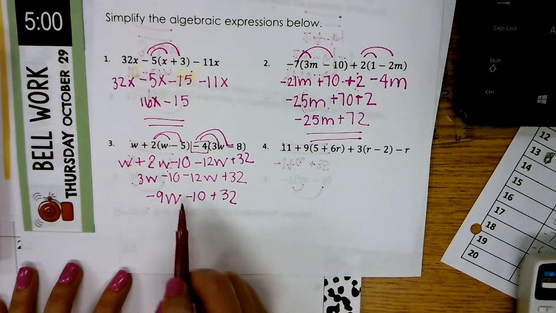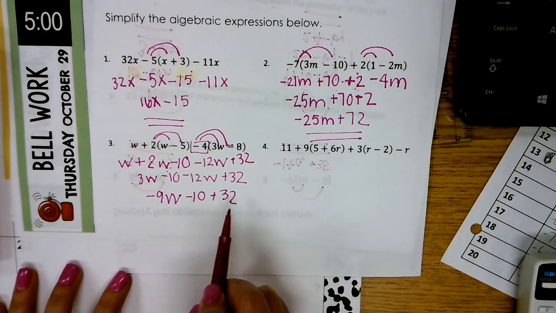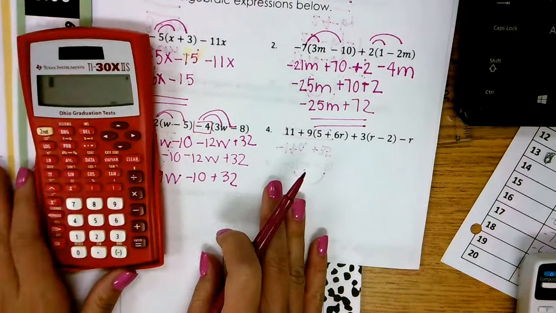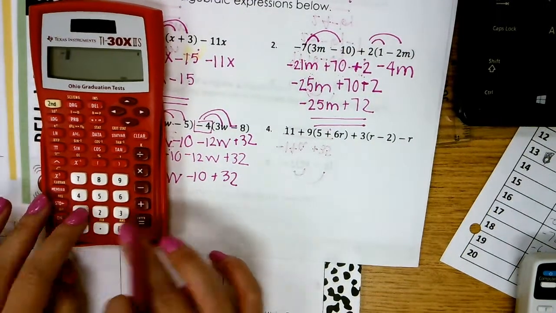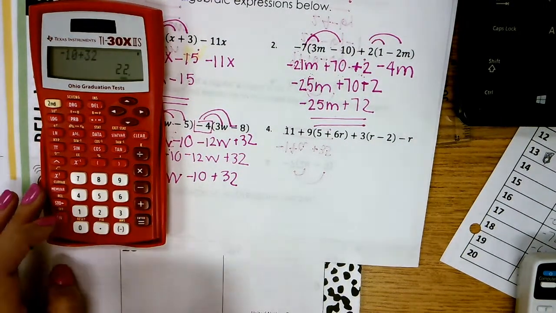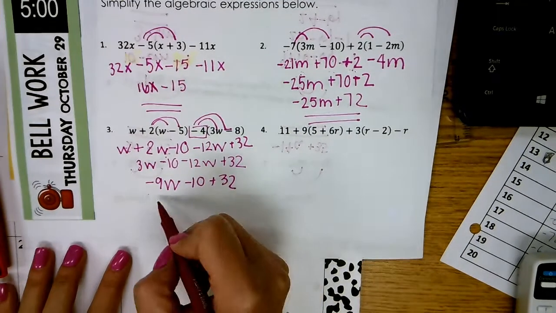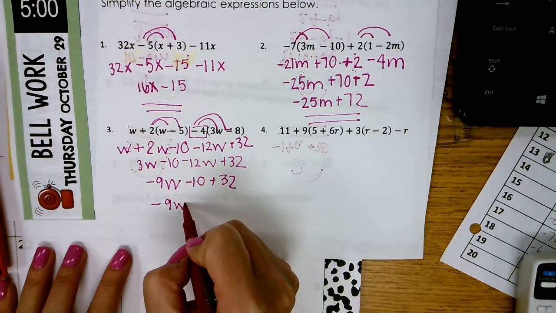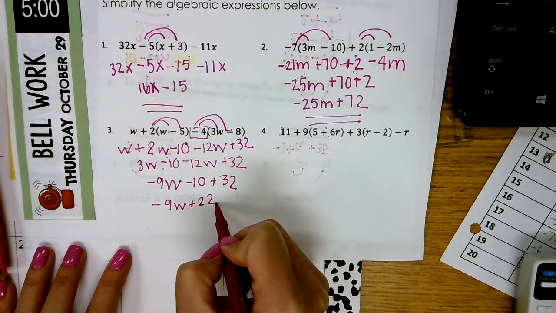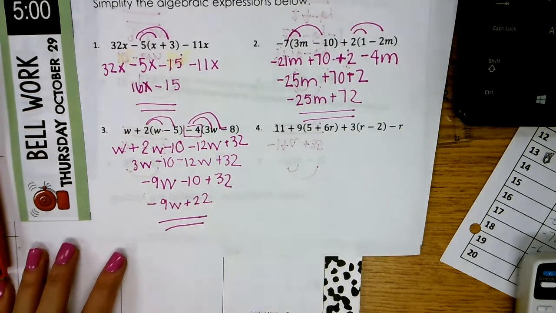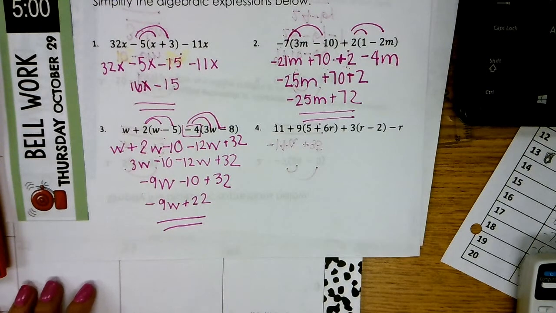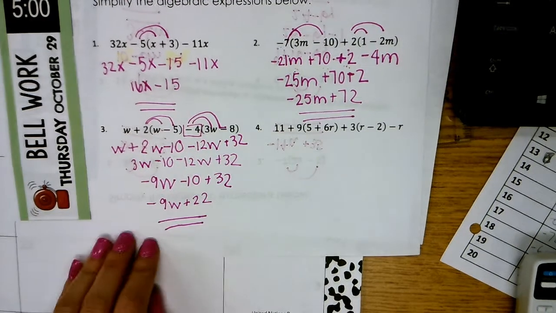We've used up all of our w's. Now we need to combine the constants. So negative 10 plus 32, again, we could put that in our calculator, negative 10 plus 32, to give us positive 22. So this turns into negative 9w plus 22. And that is our final answer. No more like terms, we can't simplify anymore.